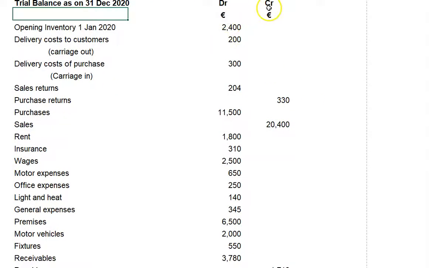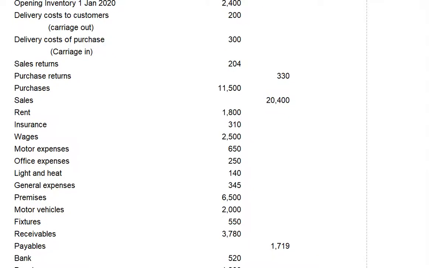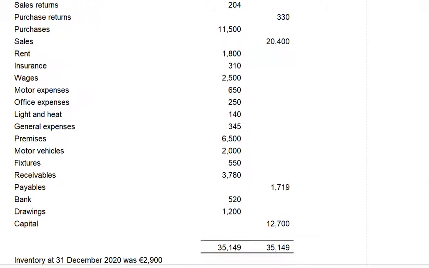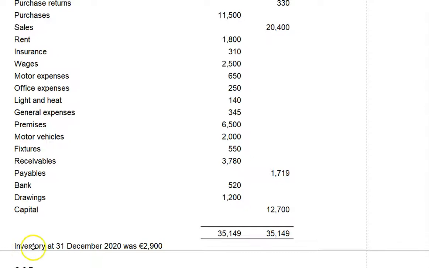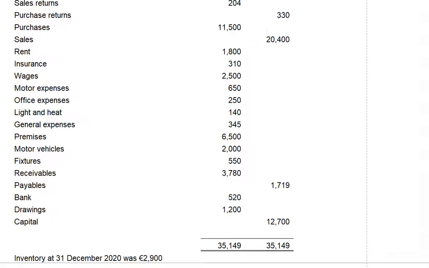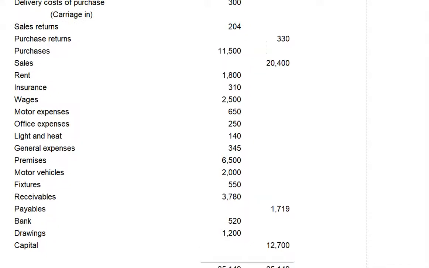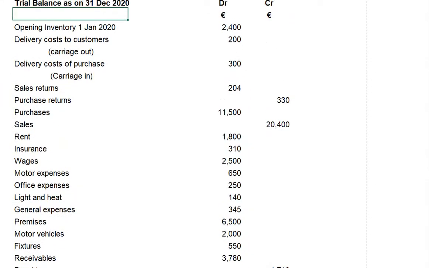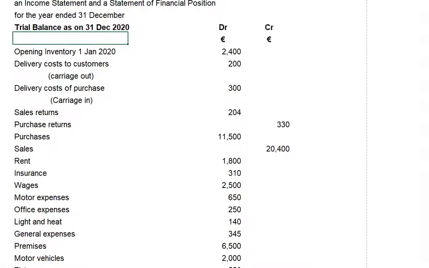Left-hand side is debit, the right-hand side is credit. There are all the accounts, and the closing inventory at the end of the year was 2,900. So the first step in doing an income statement, now there are no other adjustments to the trial balance, is to identify what are the income and the expense accounts, because basically the income statement is your income less your expenses.